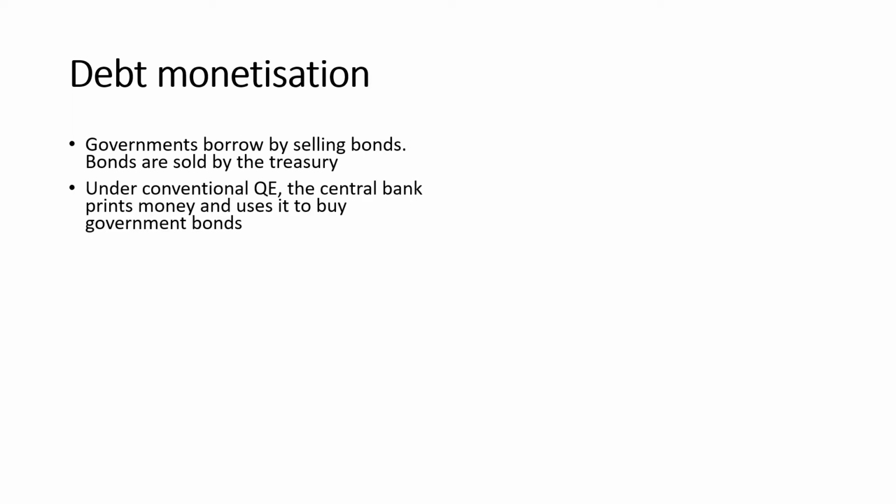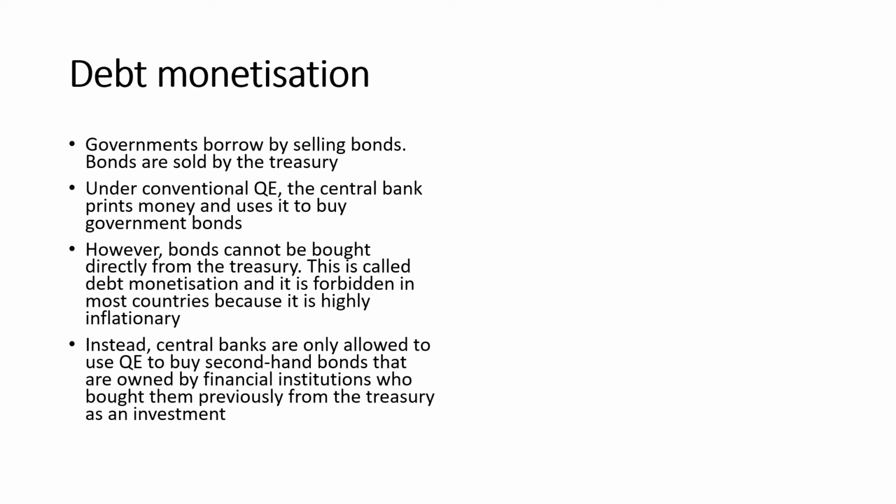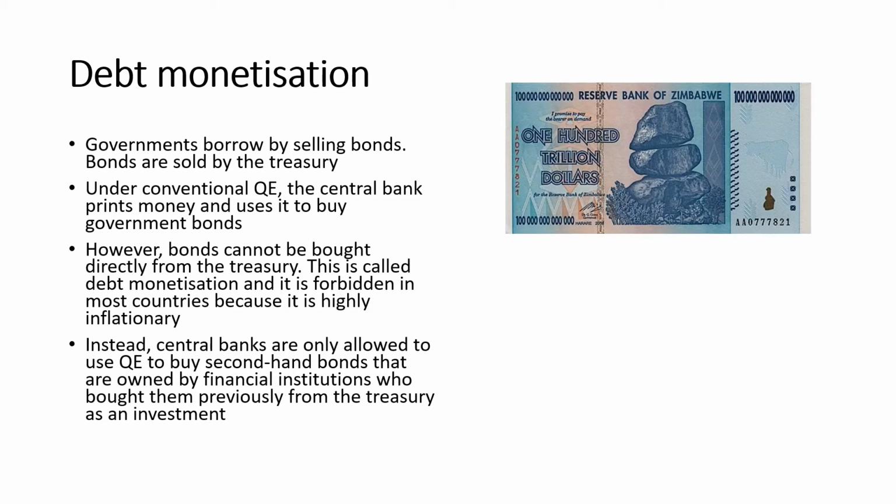Under conventional QE, the central bank prints money and it uses the money that it's printed to buy government bonds. Up until recently, the bonds couldn't be bought directly from the Treasury because that was called debt monetization, and it was forbidden because this practice has got a long history of creating very high levels of inflation. So instead, the central banks are only allowed to use quantitative easing to buy second-hand bonds that were owned by financial institutions who bought them previously from the Treasury as an investment.